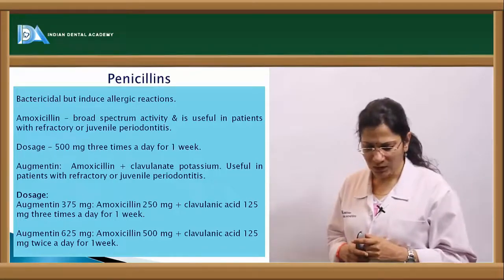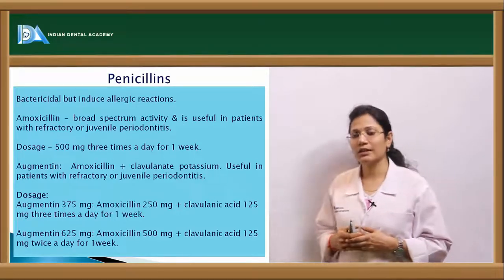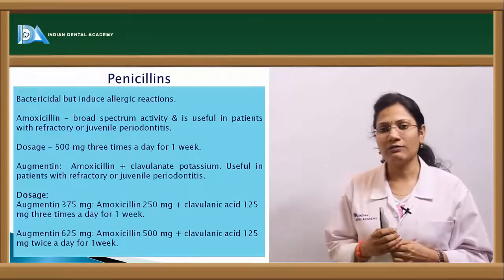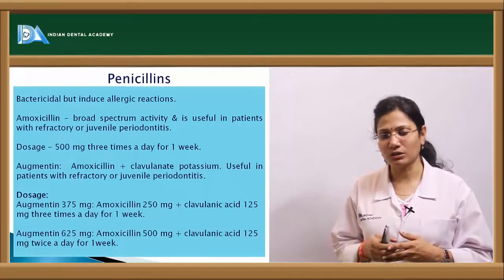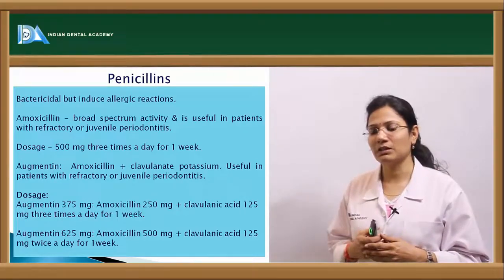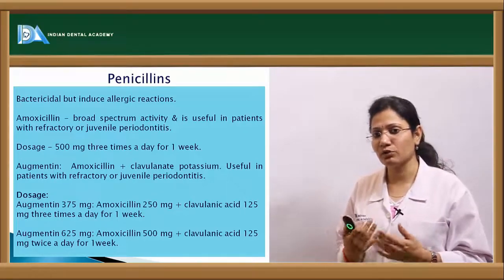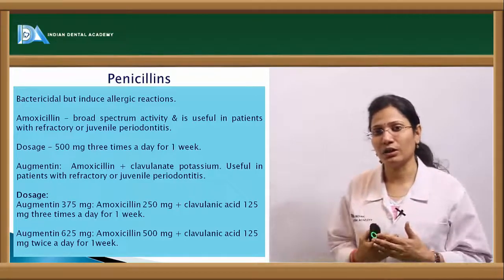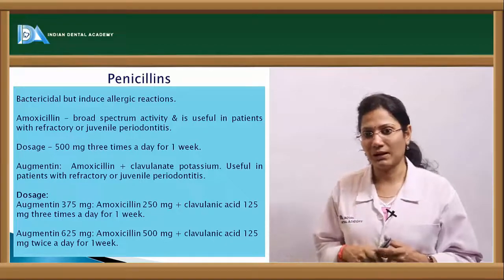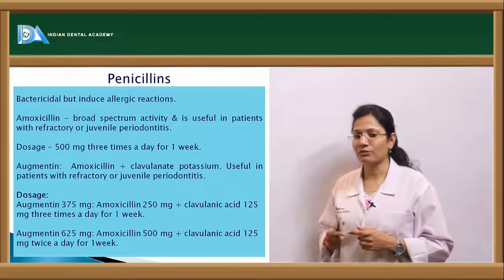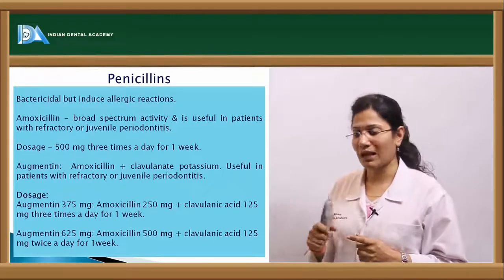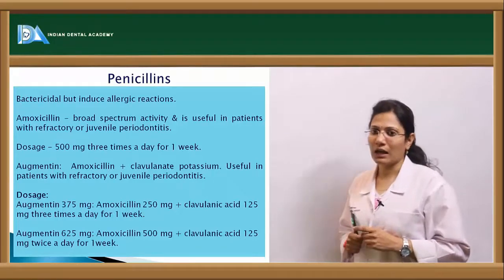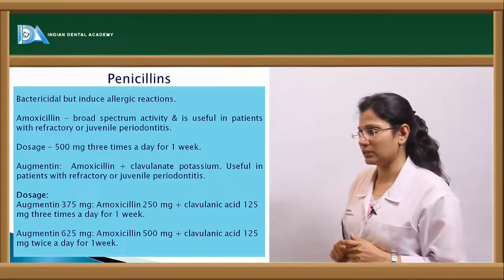Augmentin is a modification of amoxicillin. In order to make the availability of amoxicillin better, clavulanic acid potassium is added to amoxicillin, because beta-lactamase is an enzyme produced by the bacteria, which has the capacity to break down the beta-lactam ring of your antibiotic, that is a penicillin. Therefore, they have incorporated clavulanic acid potassium into amoxicillin, which is useful in patients with an aggressive form of periodontal diseases. What is the dosage?